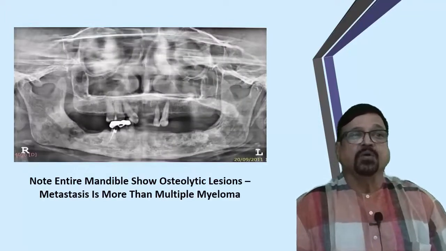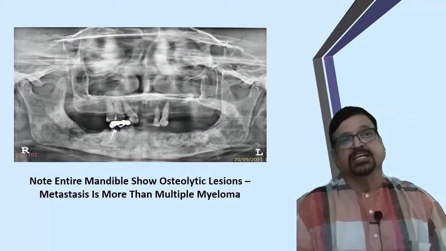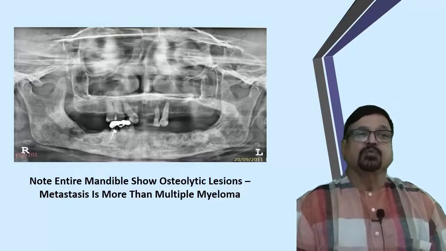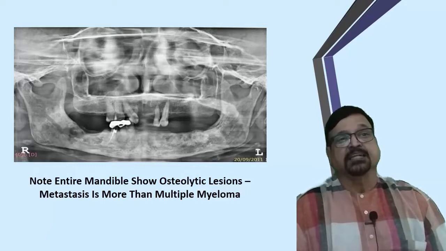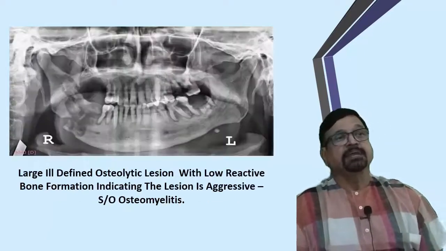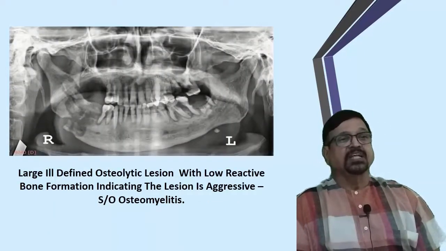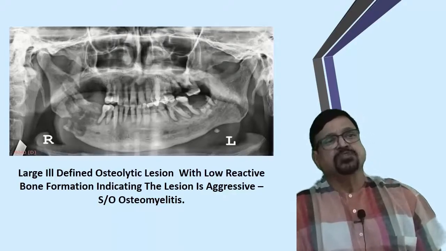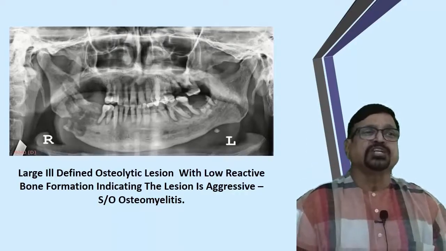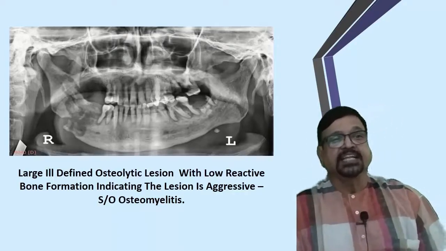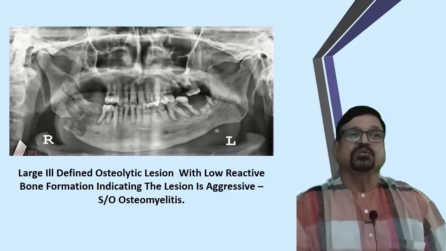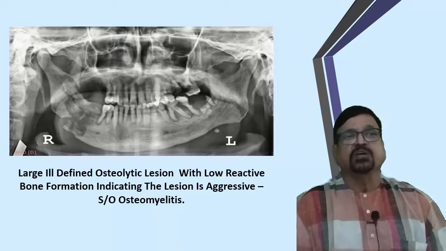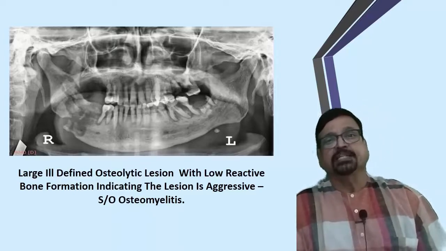Now here you have multiple myeloma versus metastasis. You will have to go into details of history as well as other lesions in other parts of the body. Now there is a big ill-defined osteolytic lesion without much reactive bone formation, an aggressive lesion, indicating the lesion is very aggressive, and there is a pathological fracture. So it is an acute aggressive osteomyelitis with a pathological fracture.